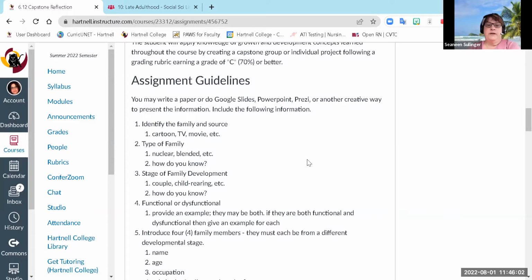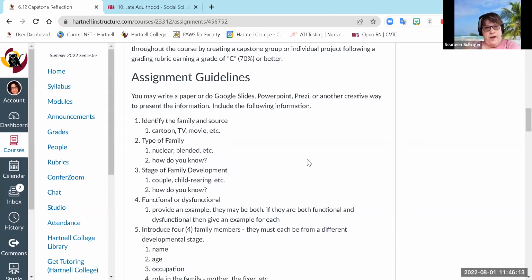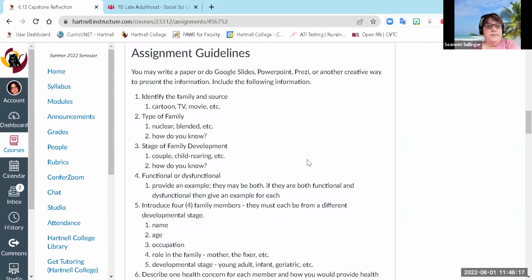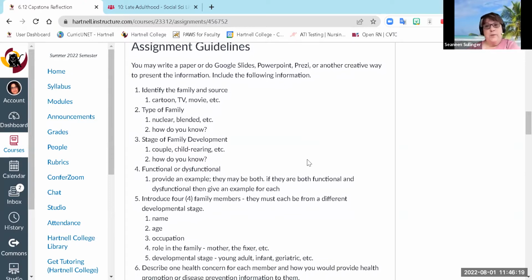What type of family are they? Now, Modern Family, there are different types throughout there. So what type of family? How do you know what type of family? What clues do you have? What do you see in your assessments? What stage of family development are they in? Are they a couple? Are they child rearing? If it's an older couple, maybe they're in retirement or empty nesters.